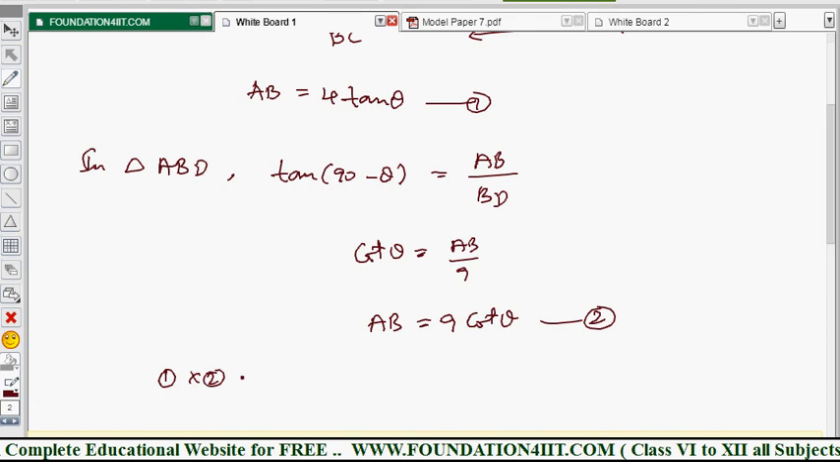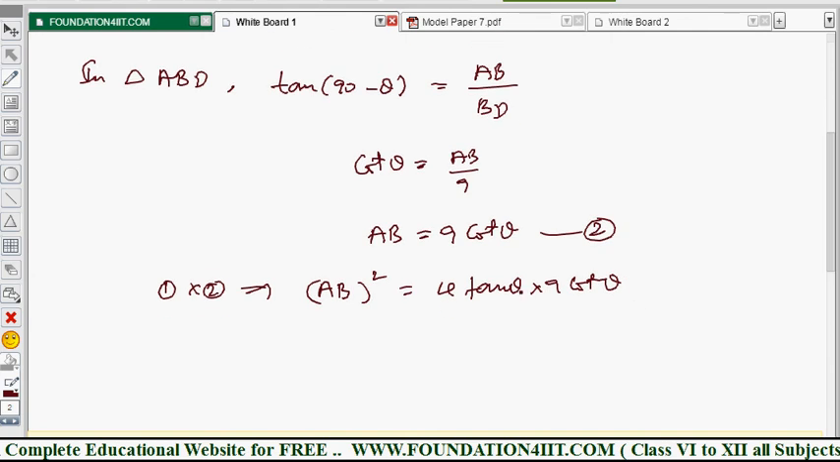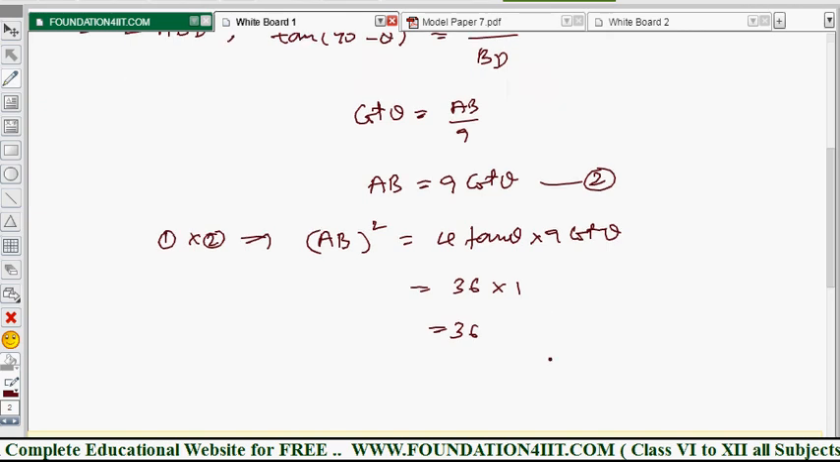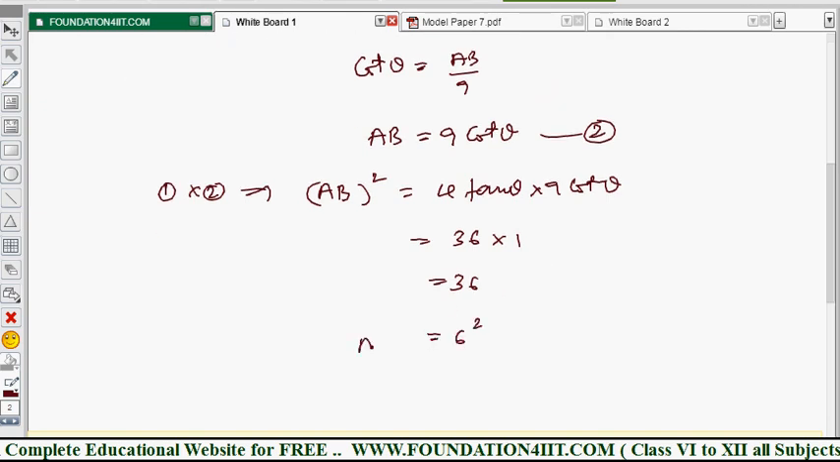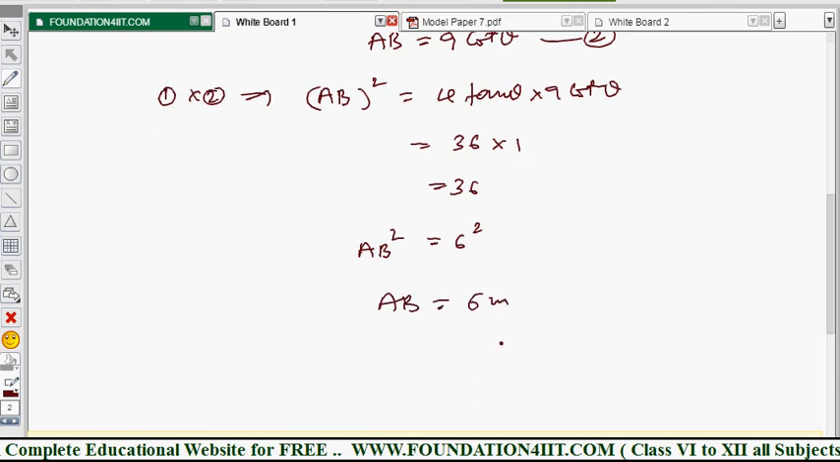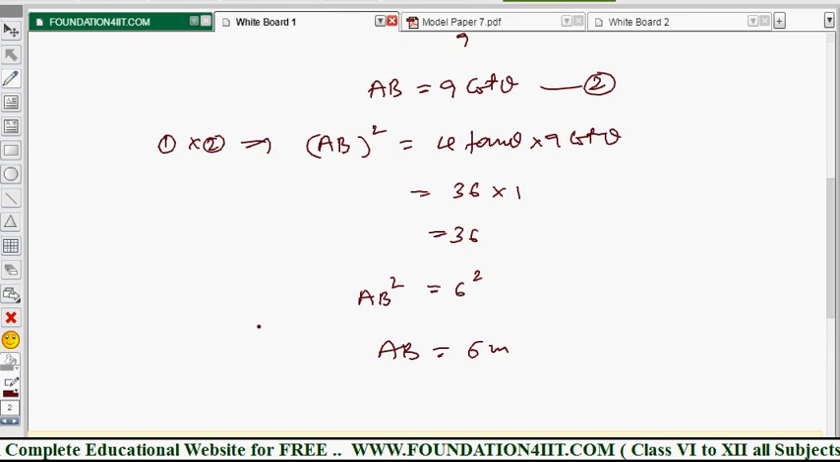So we will multiply these two equations, first one into second. That implies AB into AB, AB square, equals 4 tan theta into 9 cot theta. You know tan into cot is 1. 4 nines are 36, tan into cot is 1, 36 ones are 36. That we can write as 6 square. That is AB square, so therefore AB is equal to 6 meters. That is the height of the tower, because AB is the height of the tower. Therefore, height of the tower is equal to 6 meters. So you can find it simply.